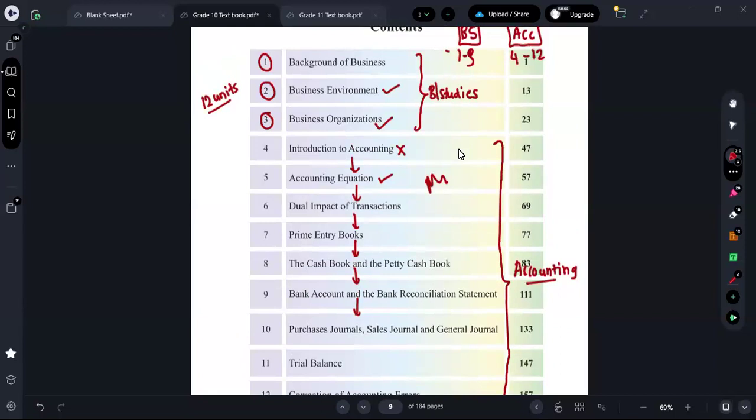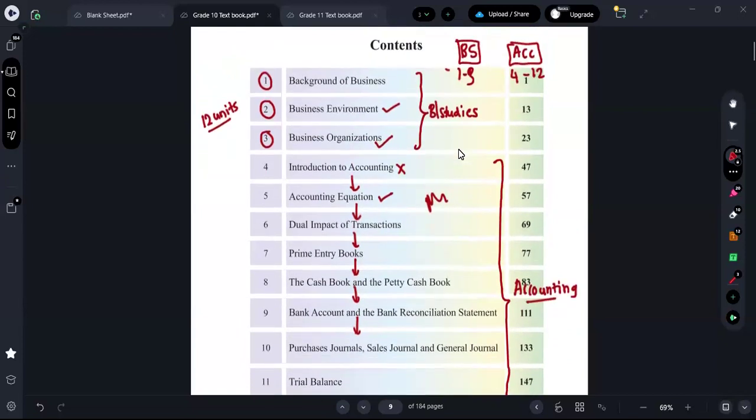So that's all about the grade 10 content, guys. Just have in mind, today we will be starting with the unit of what? Background of business. That's a small idea about the grade 10 content, guys.